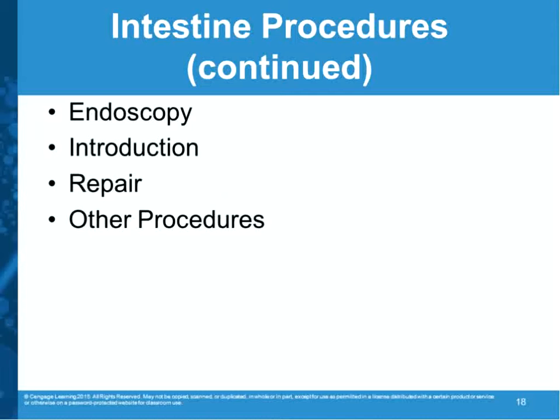From there, you have your introduction. You got one code there, your 44500, introduction of long gastrointestinal tube. Alright, but it tells you that if you got an NG tube, then you're going to use the code 43752, so you're not going to use the code from here. It's not referring to nasal or oral gastric tube here.